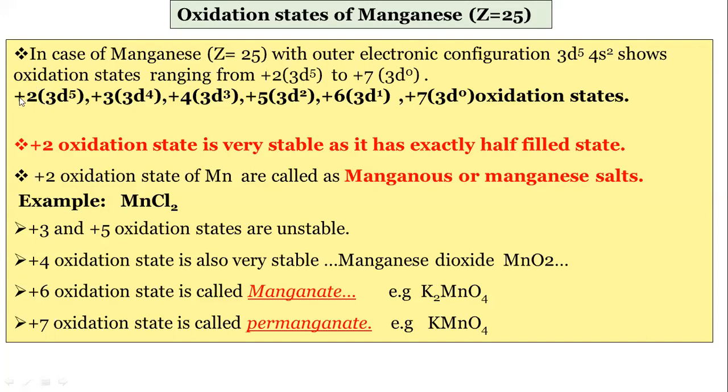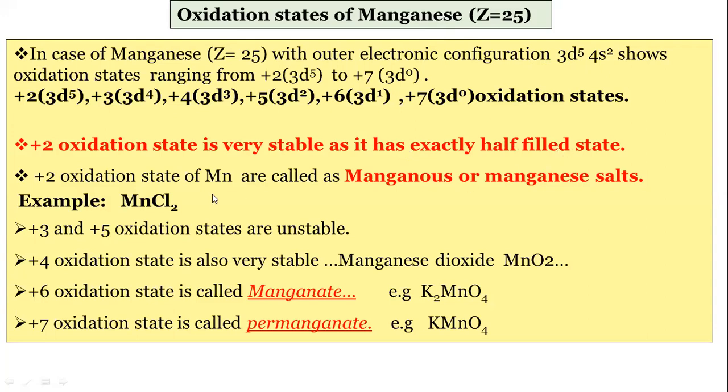Because if manganese shows the +2 oxidation state, the 3d orbital has 5 electrons. The general electronic configuration considered in the case of manganese is 4s2, 3d5. So these 5 unpaired electrons are there. If the 2 s electrons are given away, the d orbital contains 5 electrons. So it becomes half filled, because the capacity of the d orbital is 10 electrons. Exactly half filled is a stable electronic configuration or stable oxidation state. So in manganese, the +2 oxidation state is more stable, as it exactly becomes half filled.